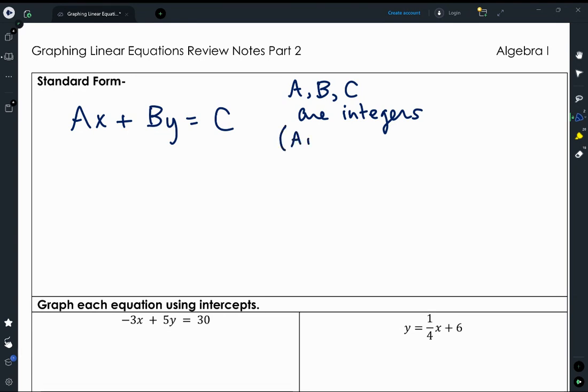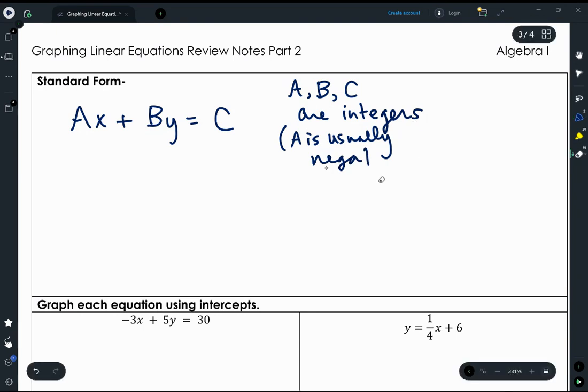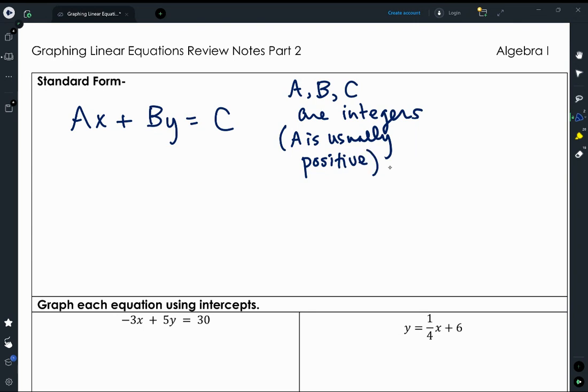So a is usually not negative. So it is usually positive, I guess would be a better way to say that, right? Let's change that. A is usually positive. I won't say always because I have seen work people have done where they've left it negative, but I've never seen a textbook leave it negative. In the textbook, they always make it positive.